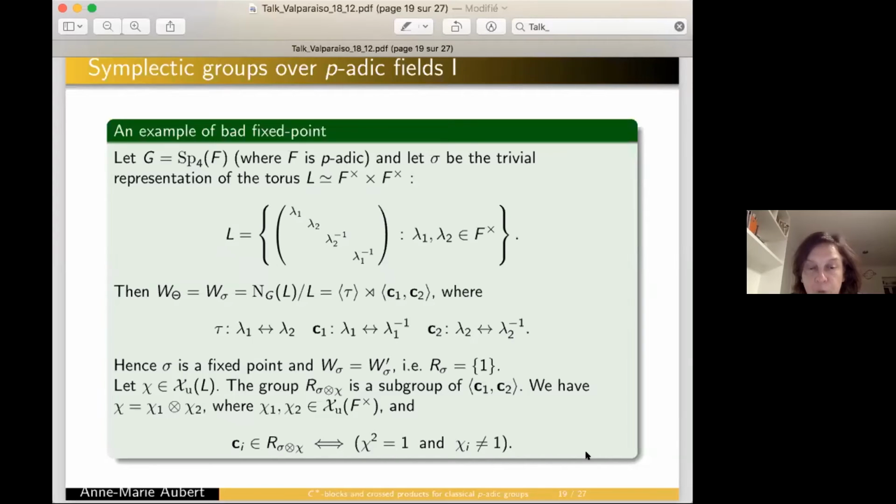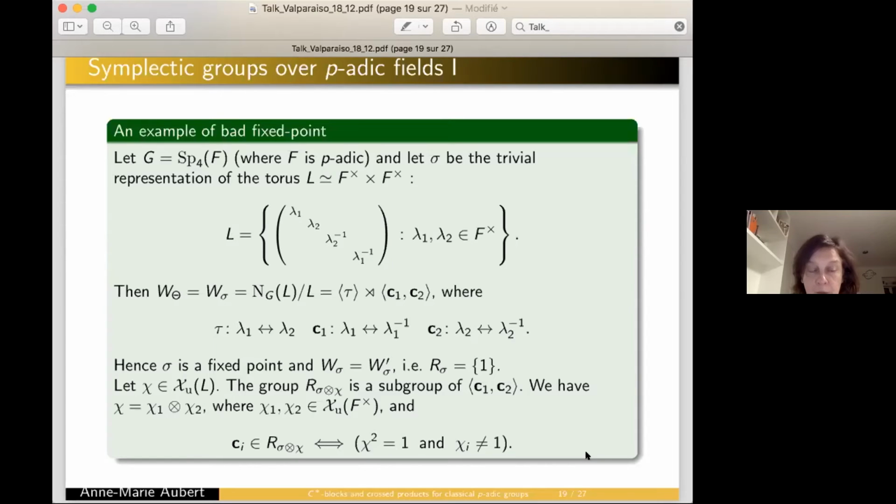So look at SP4, and the Levi is a torus, so L should be M. And then you just take for sigma the trivial representation of a torus, and of course, if it is the trivial representation, it is clearly fixed. It is a fixed point. So W theta coincides with W sigma, and so it is the Weyl group of SP4 with respect to that torus L. And so we have a fixed point.